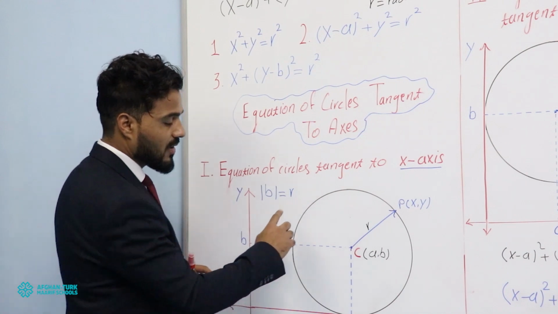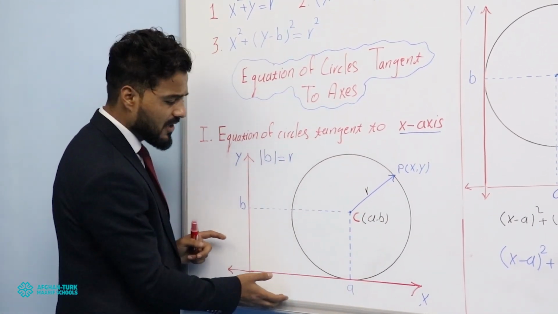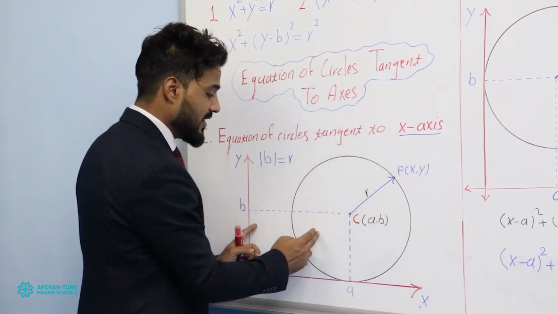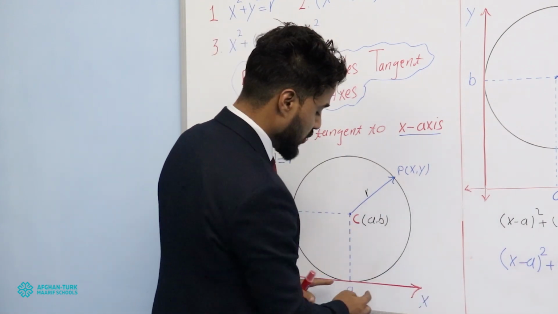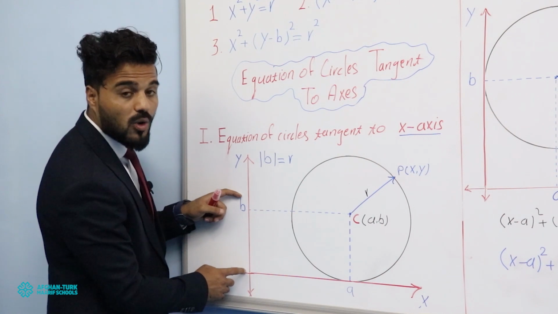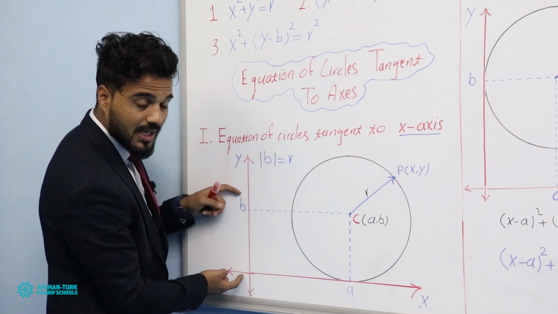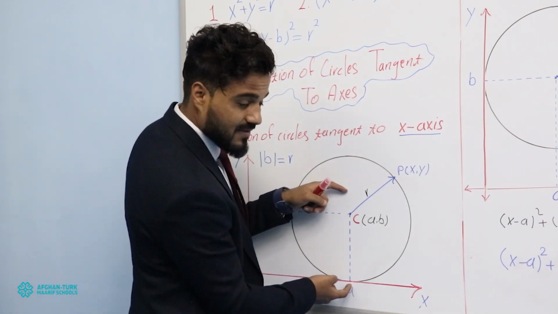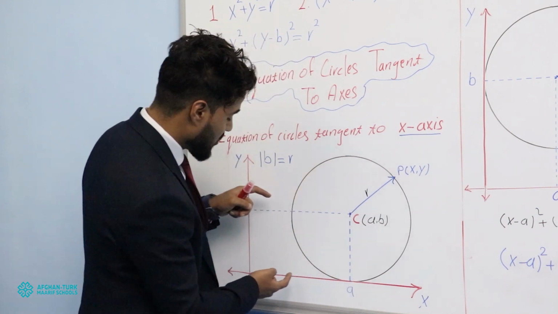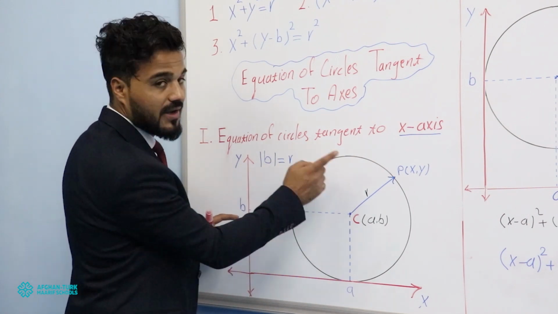Look at this shape here. This circle is tangent to the x-axis. Here, a can be any number because this circle can be placed here, here, everywhere. So a can be any number, but b is always equal to r. Why? Because from the origin up to the center of this circle we have b, and also from the circumference of this circle up to the center of the circle we have r. So this distance is equal to this distance. So we can say that the absolute value of b is equal to r.